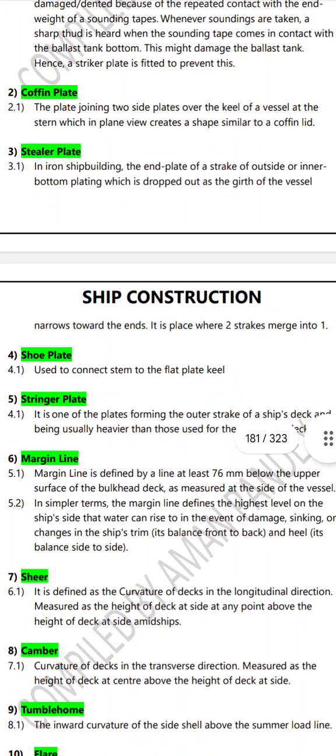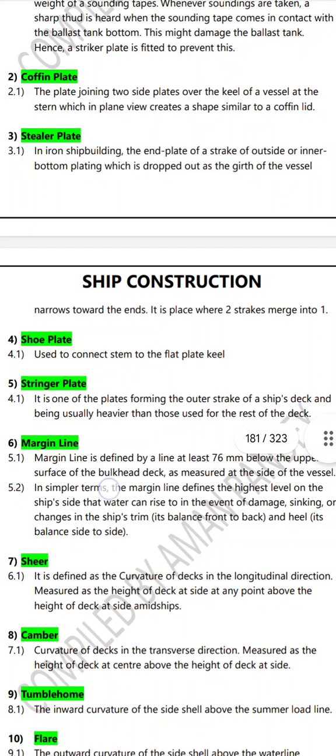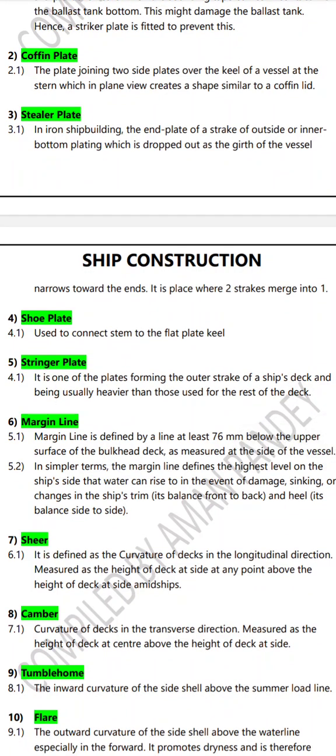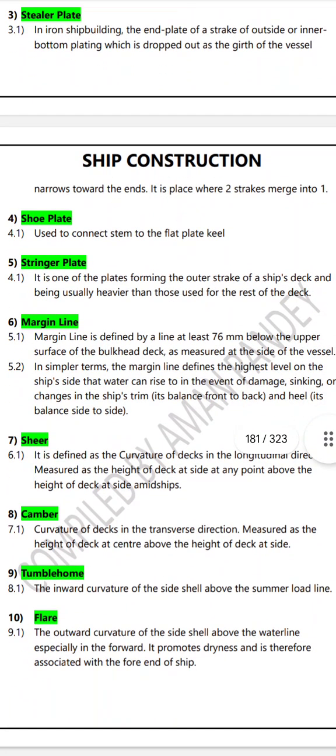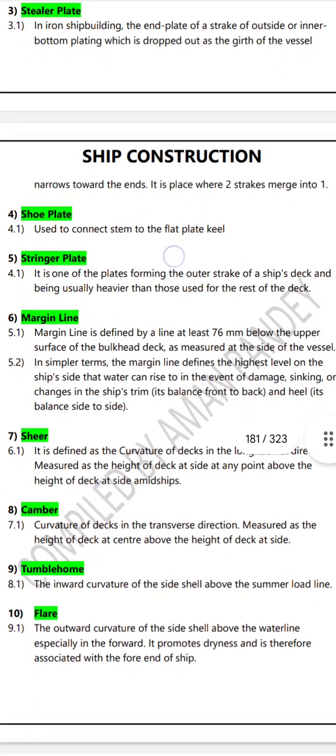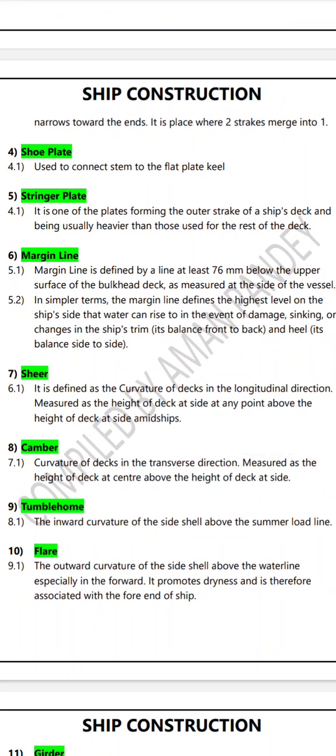Coffin plate: the plate joining two side plates over the keel of a vessel at the stern, which in plan view creates a shape similar to a coffin lid. It is a steel plate joining the place where two strakes merge into one. Shoe plate: used to connect the stem to the flat plate keel.